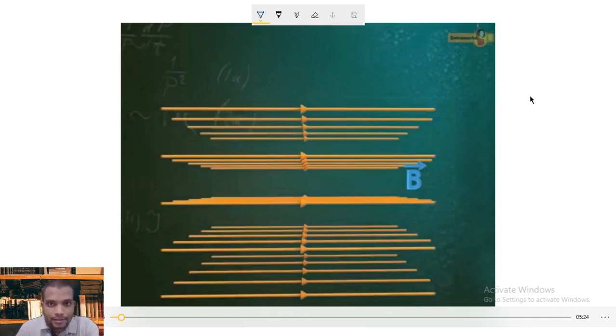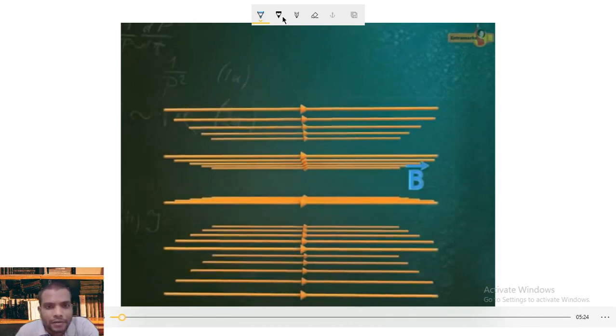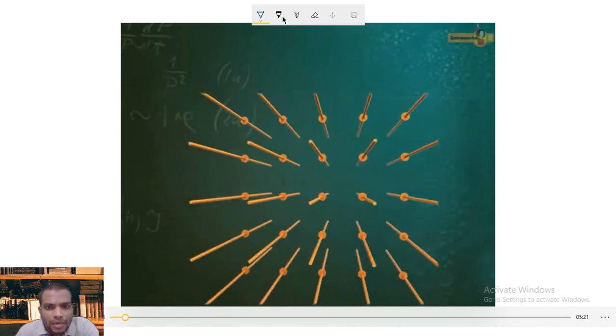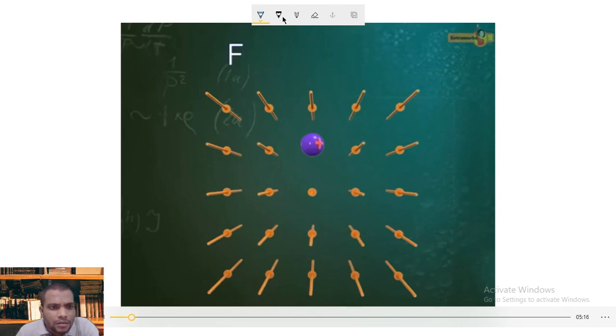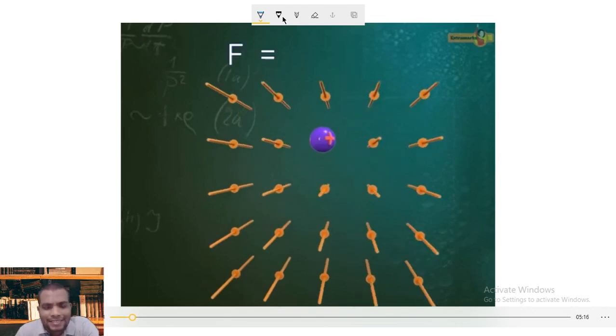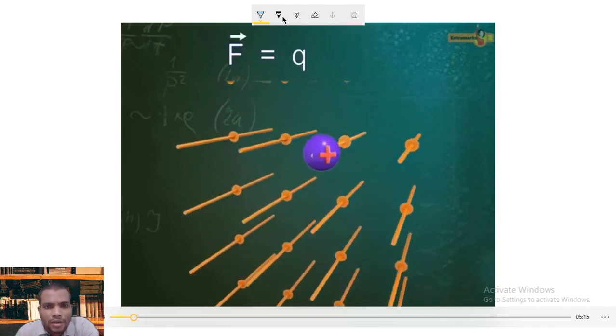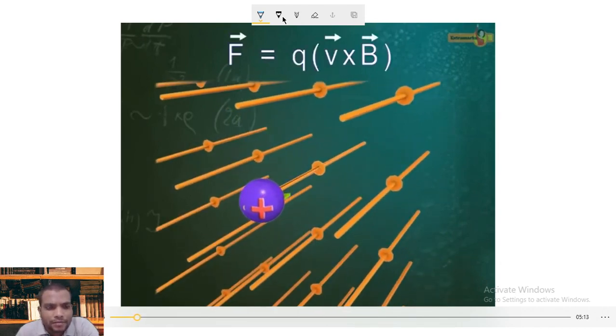Hi guys, we were discussing the motion of a charged particle in a magnetic field. A charged particle shows a peculiar behavior when it is in a uniform magnetic field. If you leave a charged particle in a uniform magnetic field, it gets deflected. It changes its direction because of a force which acts on the particle.